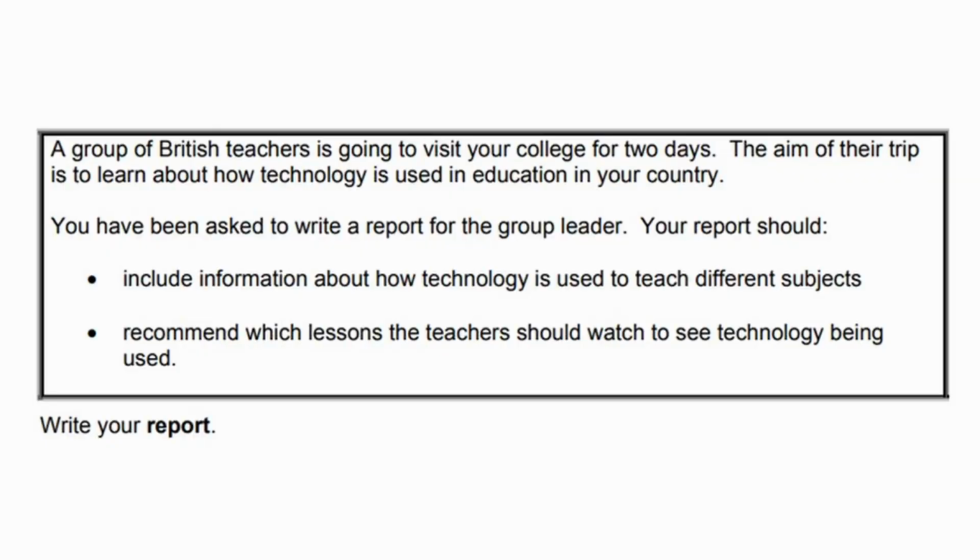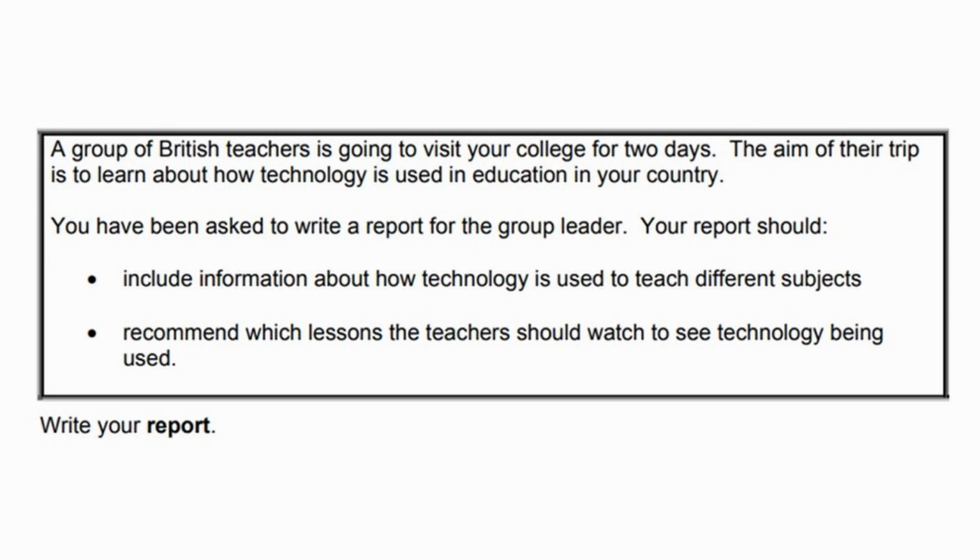For example, when I first looked at the first bullet point, include information about how technology is used to teach different subjects, I kind of glossed over the different subjects bit and started writing about how technology is used in general. Then I went back and checked myself and thought I haven't included how different subjects are used, so I should do that instead.